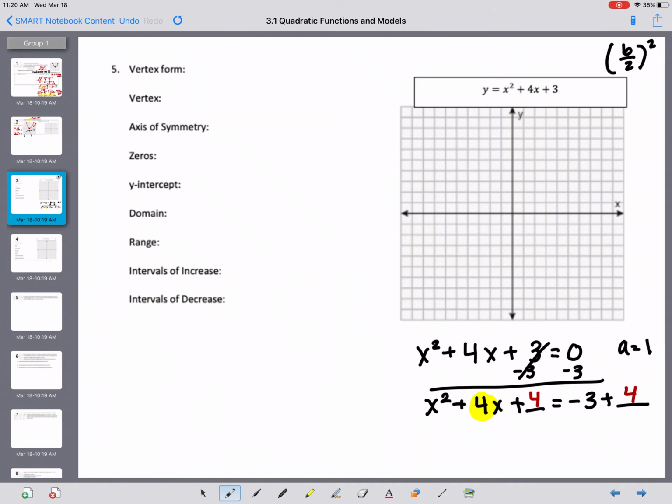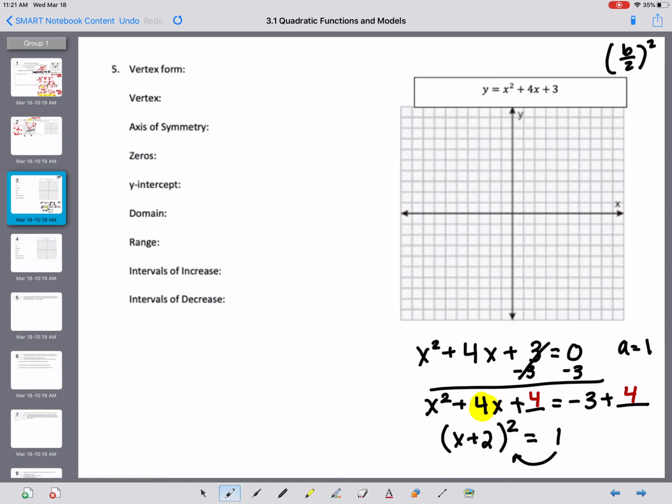The left-hand side is now called a perfect square trinomial. When I factor it, I am going to have the same factor twice, okay? So the shortcut to factoring is just take your b value that I've highlighted and divide it by 2. So that is x plus 2. And then combine like terms on the right, which would give me 1. And the last step is just move that 1 over.